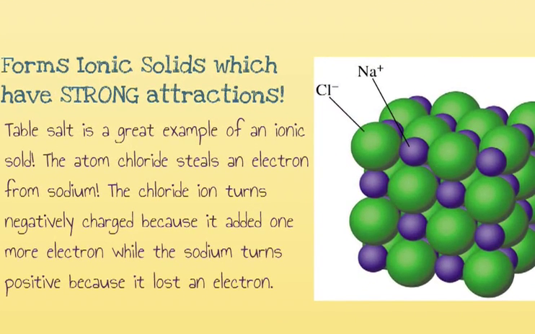And when 2 elements come together through an ionic bond, we form an ionic solid, which can have very strong attractions. An example would be table salt. The atom chlorine steals an electron from sodium. The chloride ion is negatively charged because it added 1 more electron, while the sodium ion turns positive because it lost an electron.